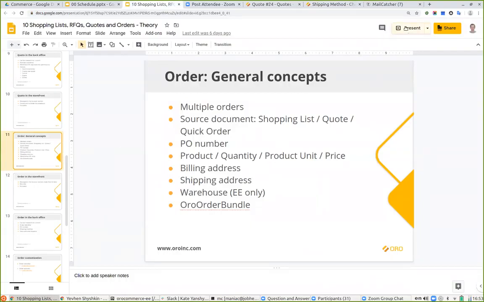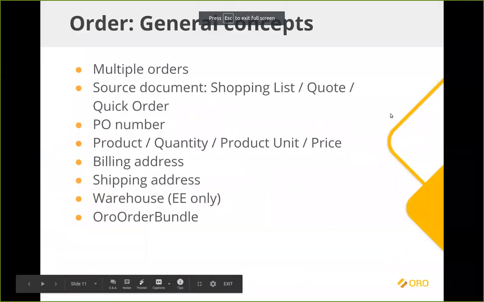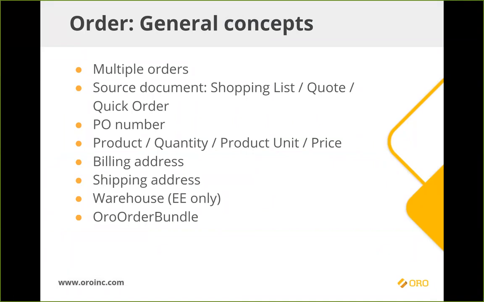And now we're going to discuss the order. So order is the end of the sales flow chain at the storefront. And again, obviously, a customer may have multiple orders. Each order has a source document. The source document is the entity which was used to create this order. It can be either a shopping list, a quote, or the actual order. The order also has a transparent PO number, which we can pass from the RFQ to quote to the order.